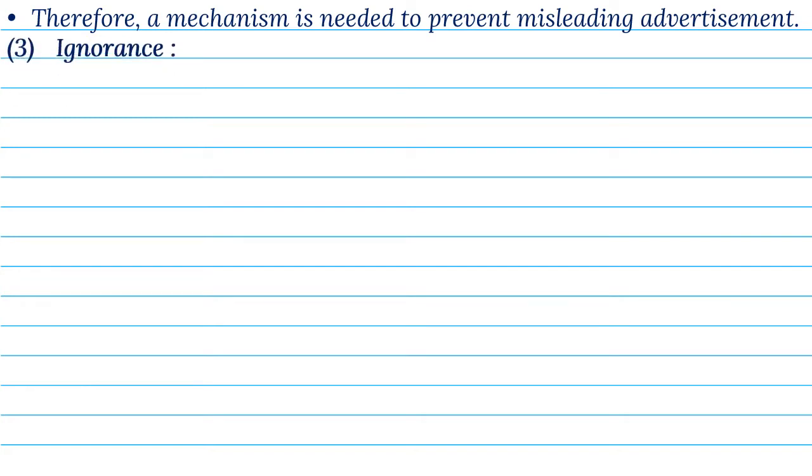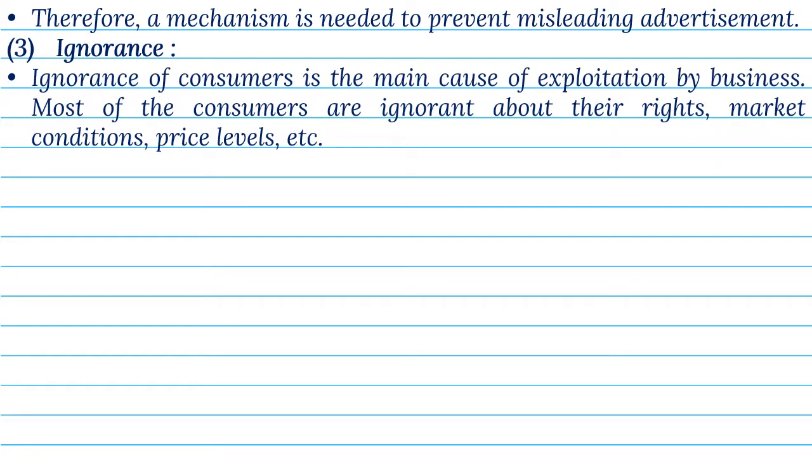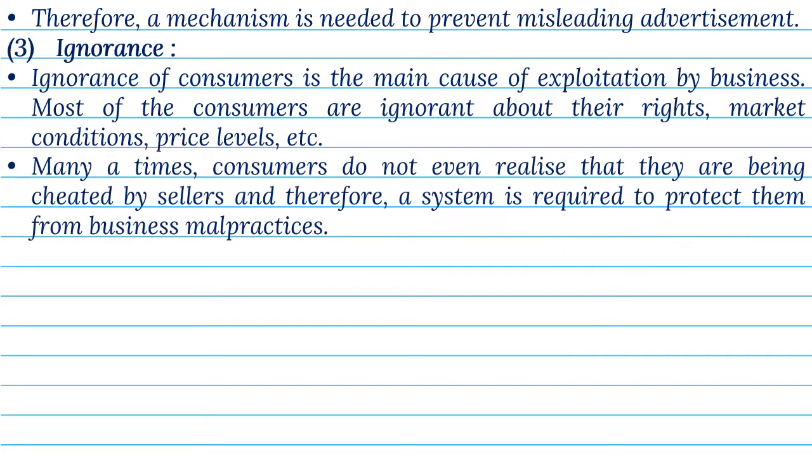3. Ignorance. Ignorance of consumers is the main cause of exploitation by business. Most of the consumers are ignorant about their rights, market conditions, price levels, etc. Many a times, consumers do not even realize that they are being cheated by sellers, and therefore, a system is required to protect them from business malpractices.